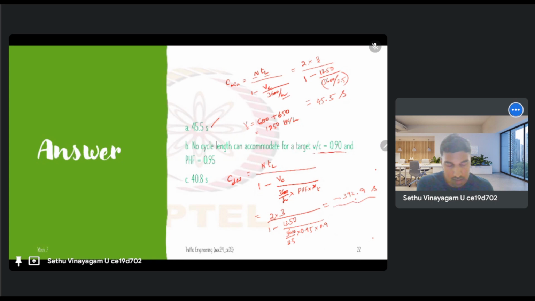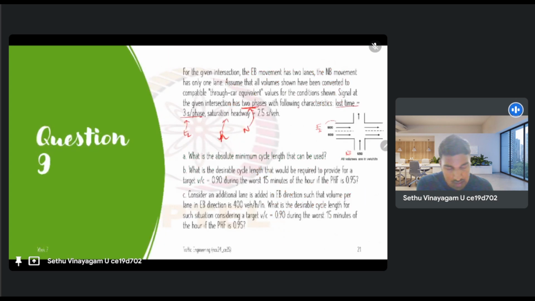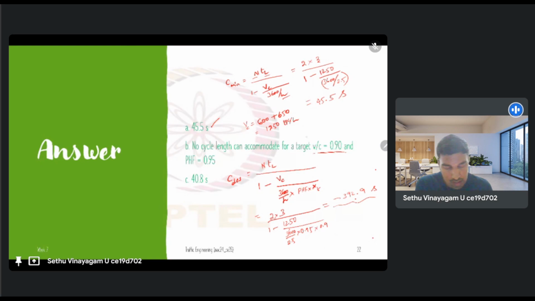So what is that? The given configuration is for this demand, right? For this demand and this saturation flow rate and loss time that we have in this two-phase configuration, no cycle length can give you a target V by C ratio of 0.9, right? That's what this negative cycle length is implying. So we cannot set any cycle length and get this 0.9 as our V by C ratio. That is simply not possible.